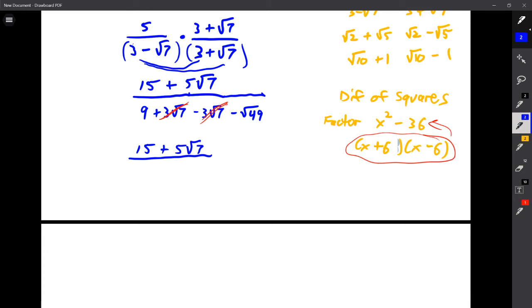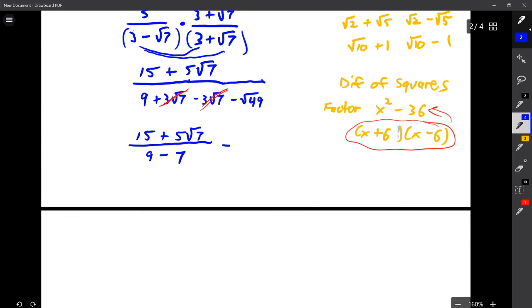over, and what do we have now? We have 9 minus the square root of 49, which is 9 minus 7. All right, well, that leaves me with 2. So that gives me, I still have the 15 plus 5 root 7 over 2. And that is as far as we can go.